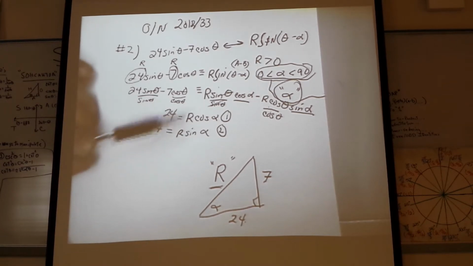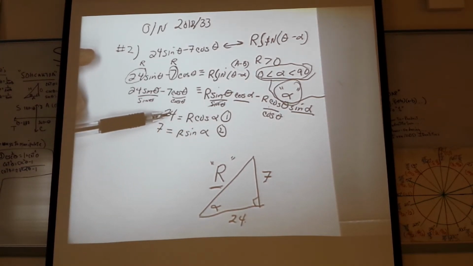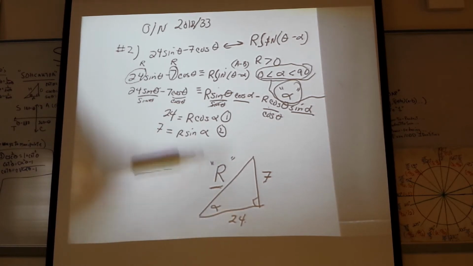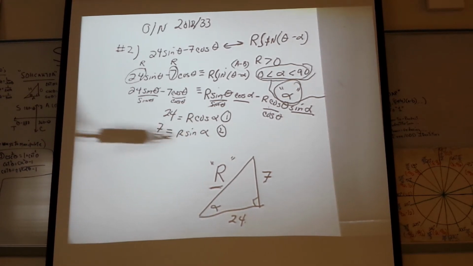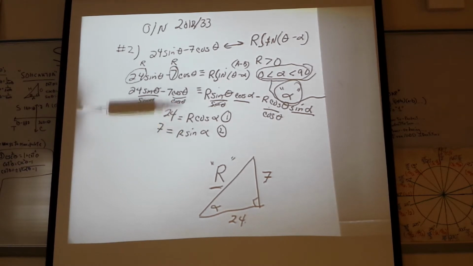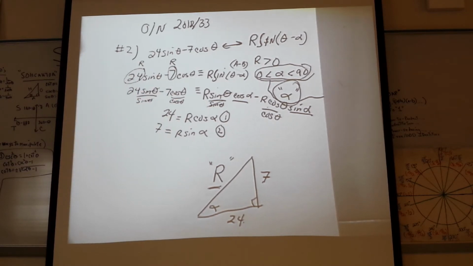Remember, cosine of alpha is adjacent over hypotenuse. And then sine of alpha again is opposite over hypotenuse. I just didn't put it over there, because I don't know the value yet. But I'm going to get that to you in a second.